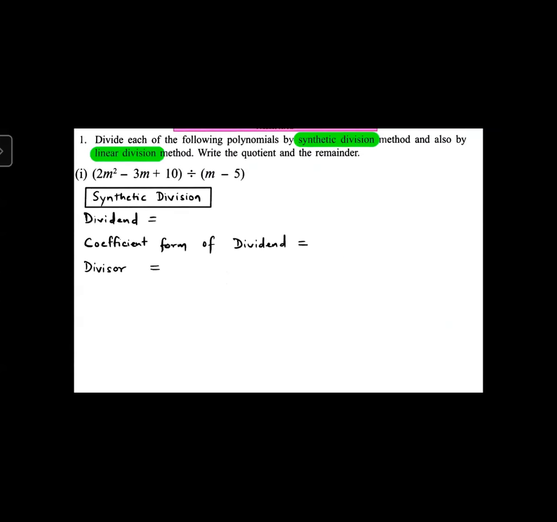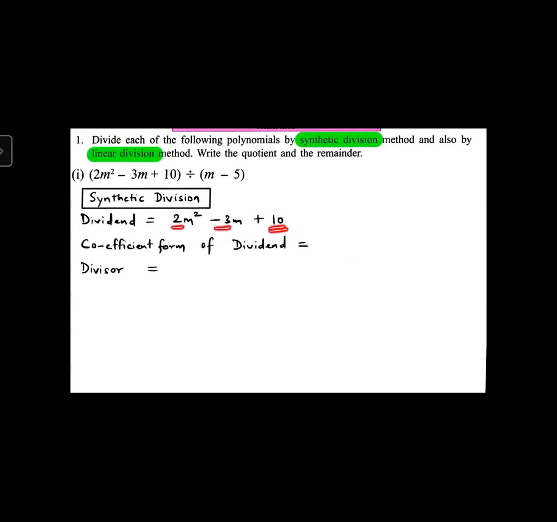So our first question is (2m² - 3m + 10) divided by (m - 5). By synthetic division, you will have to do this here first. You have to write the dividend, the coefficient form of the dividend, then the divisor. This way you have to do it slowly. Fine. So your dividend is 2m² - 3m + 10.